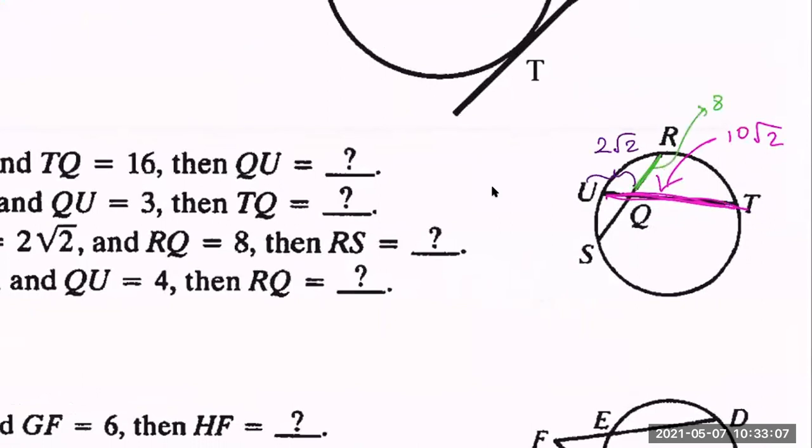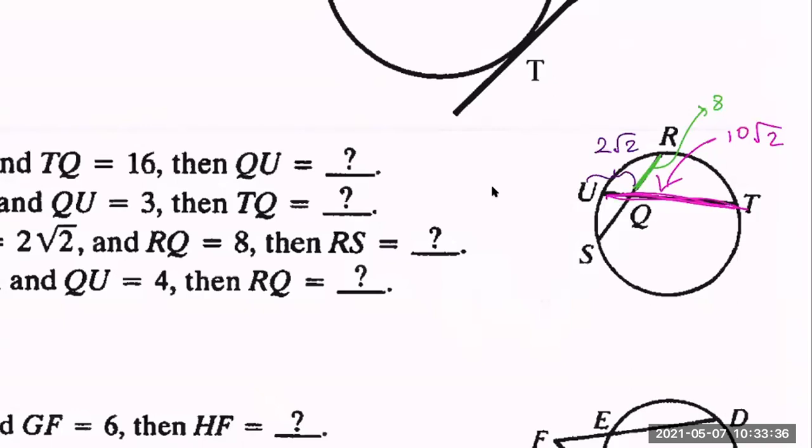Find RS, find the whole entire segment RS. So if I look at this and I'm trying to determine, was it the first, second, or third rule that we apply here? These are 2 chords that intersect. So it's all about the little pieces times the little pieces equals the product of the little pieces on the other chord. So with these types of problems, you then have to determine, okay, did I get the right information? Did I get the little piece information, or did I get the whole piece?